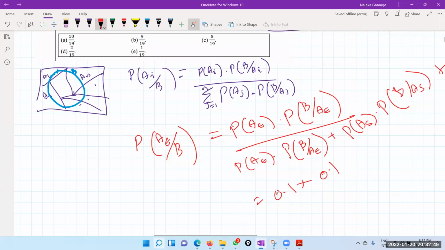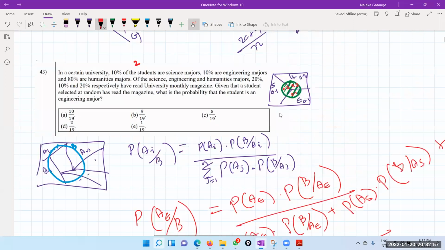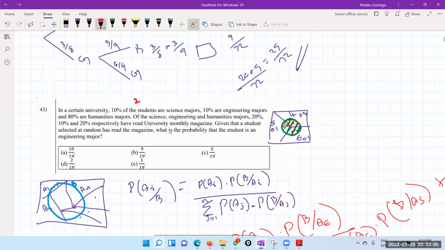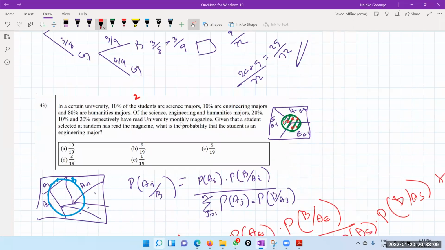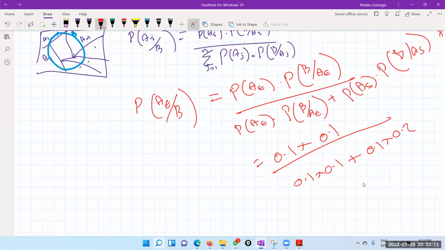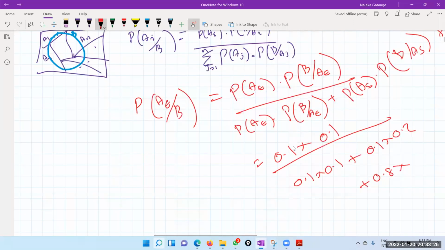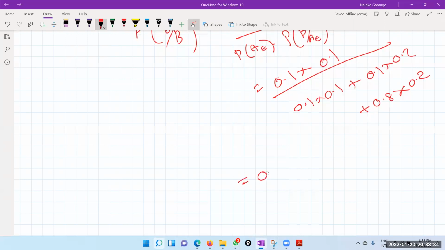Right, so then divided by this one, same as this, 0.1 into 0.1, plus science 0.1 into 0.2, plus probability of humanity 0.8 into 0.2. 0.1 into 0.1 is 0.01. This is 0.01 plus 0.02 plus 0.16.